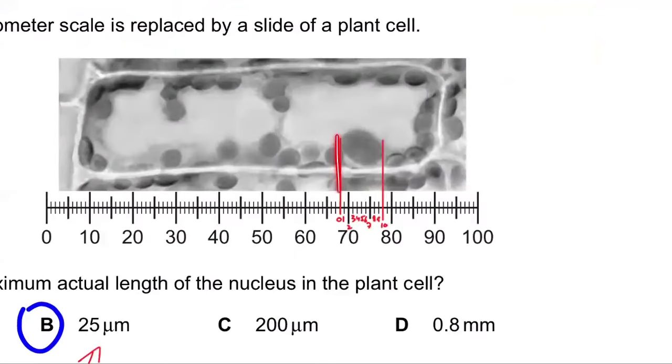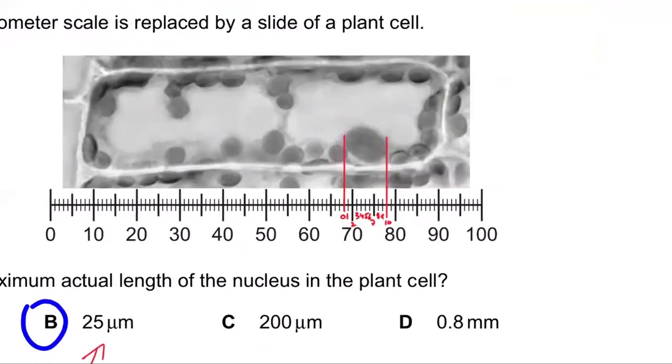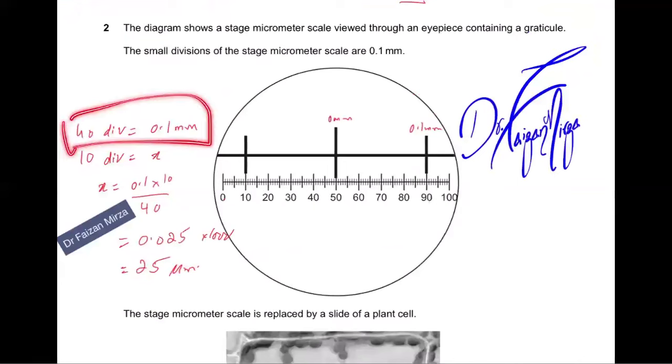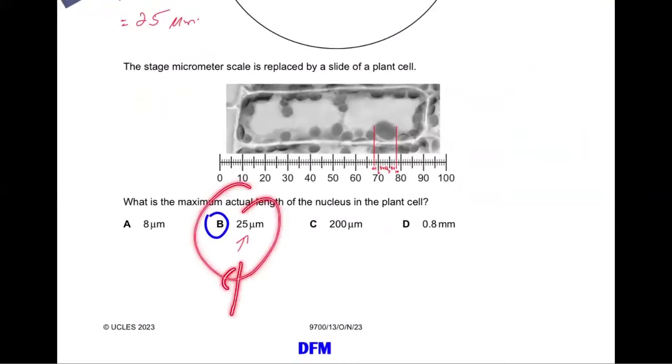So we'll just measure the width of the nucleus. Just draw a straight line and count the number of divisions it corresponds to. It corresponds to 0, 1, 2, 3, 4, 5, 6, 7, 8, 9, 10, a total of 10 divisions. Using the scale that I derived, 40 divisions equal 0.1 millimeter, so 10 divisions equal x. With the simple ratio method, you cross multiply. x equals 0.1 times 10 divided by 40. The answer comes out to be 0.025. Since this is in millimeter, I'll multiply it by 1000 to get the answer in micrometer. It's 25 micrometer. So this is my answer, B.